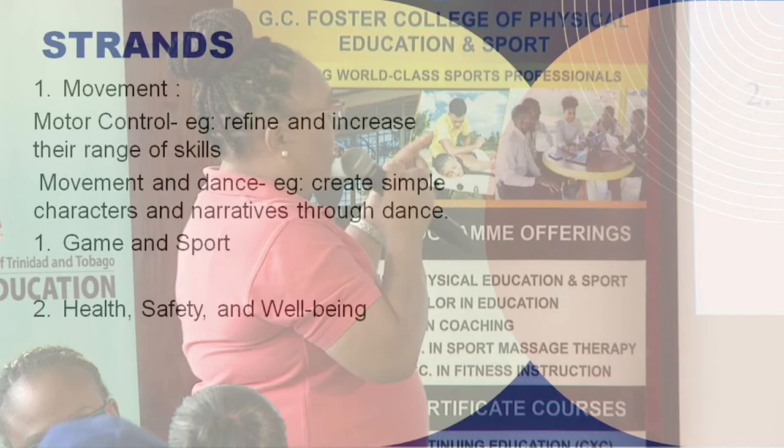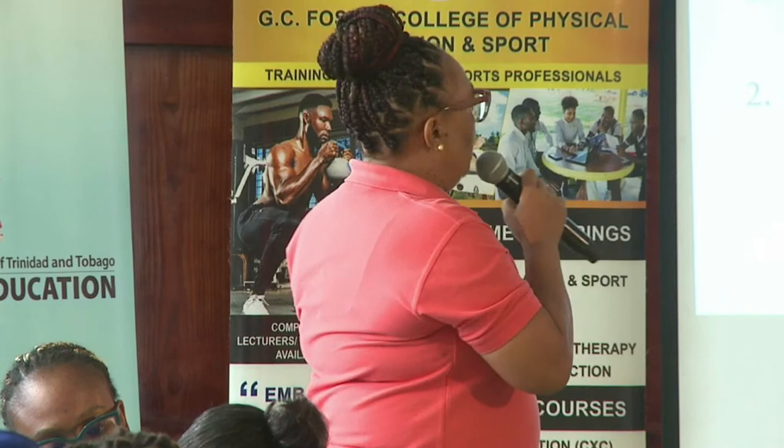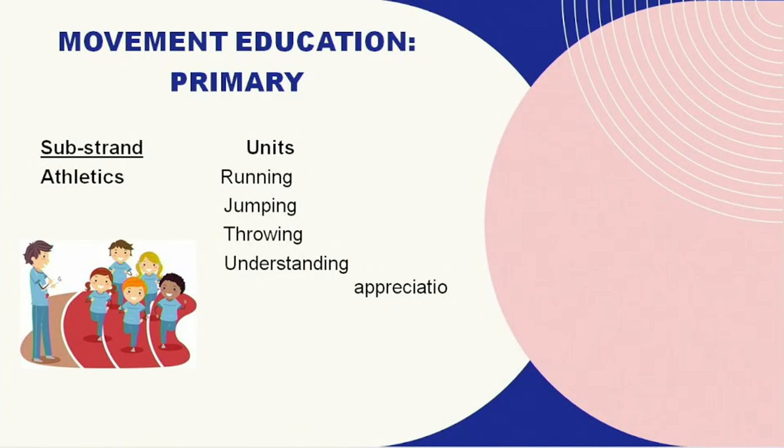Health, safety, and well-being. Do not ignore the health, safety, and well-being of your children. Because this is what helps to build all the other aspects of their life. As they go through their school, they become preteens, and of course, your athletes that will represent you in the future. And these are substrands. Now, substrands for athletics include running, jumping, throwing, understanding and appreciation for all of these when it comes under physical activities.